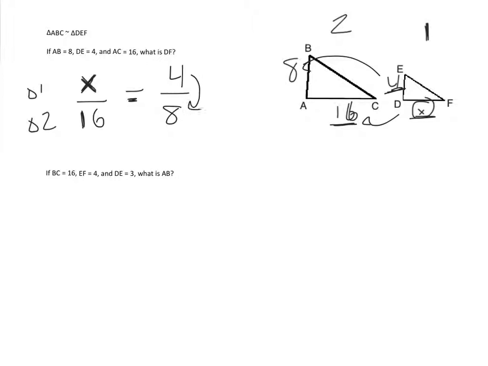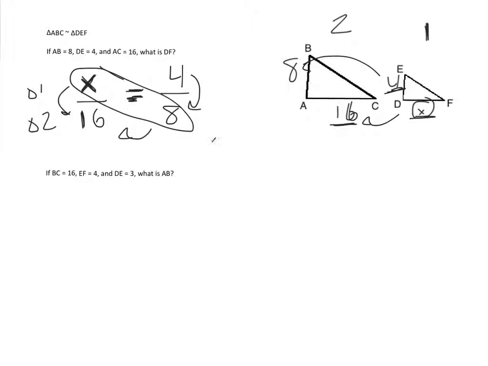So 4 is connected to 8 in the same way x is connected to 16. It's a lot like the other method we used. But then what do we do to solve this? So there are a few methods. One is you could notice that from 8 to 16 it's half, so you could double them both. But a tried and true method is cross multiply and divide.